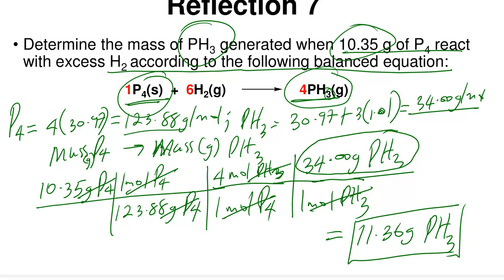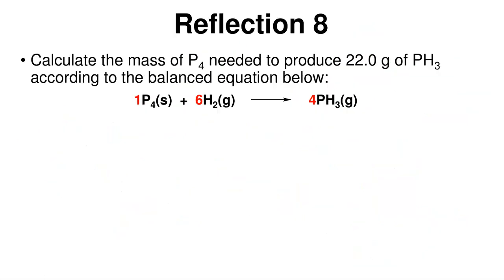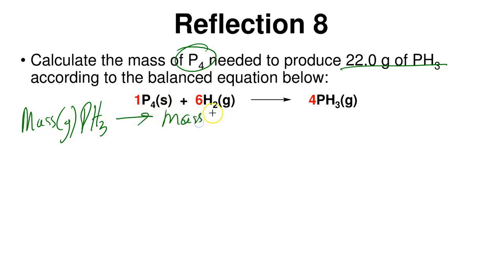All right, having said that, we're now going to go to the last problem here. In this last problem, we're following exactly the same steps. The question says, calculate the mass of P4 needed to produce 22.0 grams of PH3. So look at what we're doing now. We're going from mass, or grams, of PH3 to mass, or grams, of P4. Basically the opposite of what we did before. Remember, we calculated the molar mass of these two in the previous page. If you want to see it, please go to the previous page.